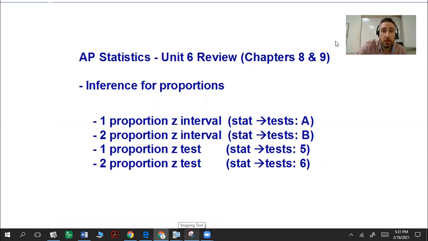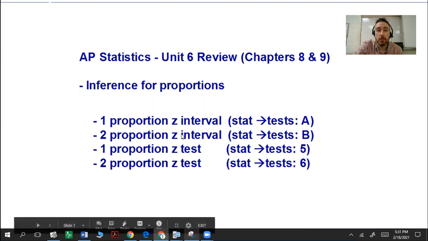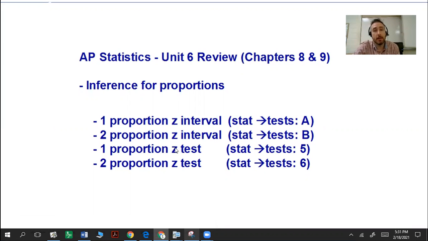All right, let's go over the Unit 6 review for chapters 8 and 9. This is covering the z intervals, the one proportion and two proportion, and the z tests, one proportion and two proportion. It's a big unit. It's going to be a bigger test. So let's go through these free response questions, make sure we know how to interpret everything.